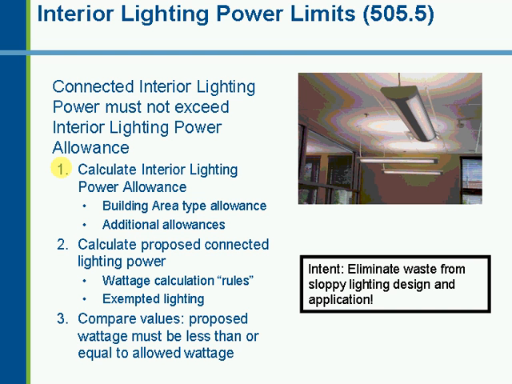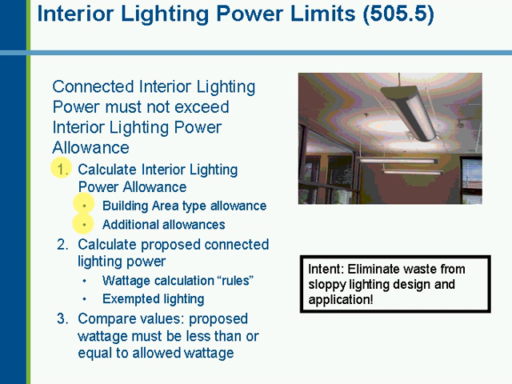You calculate the interior lighting power allowance based on the values given in the code itself. And this is based on building area type, and we'll discuss that a little bit in detail. And there is an additional allowance that you are allowed for retail, which we will talk about also, which can help increase your allowance for special retail needs.